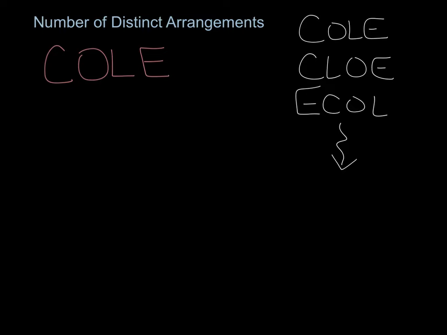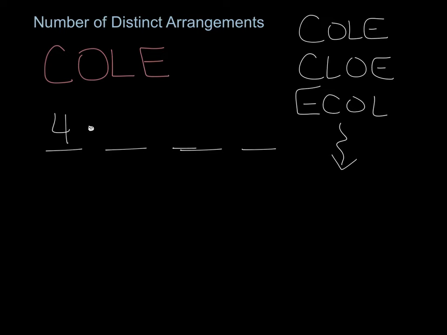So there is what is called the counting principle. This is an important thing. I have 4 spots to fill, right? Because I have a C, I have an O, I have an L, I have an E. So in the first spot, how many choices do I have? I can use the C, the O, the L, or the E. So in the first spot, I have 4 choices.